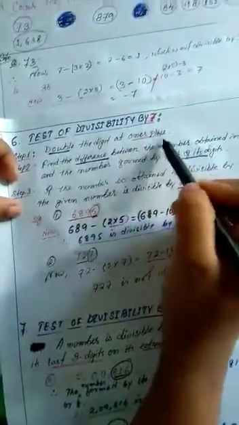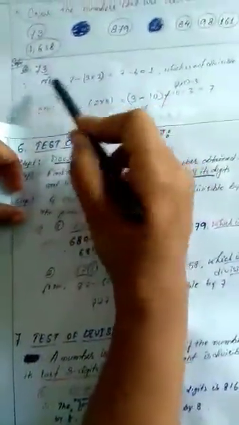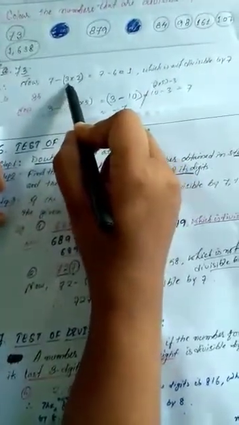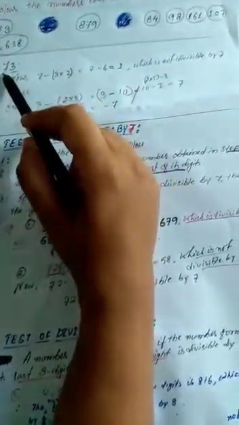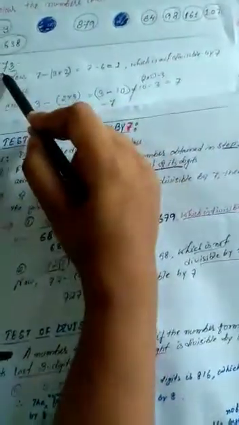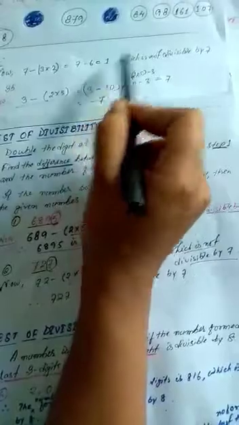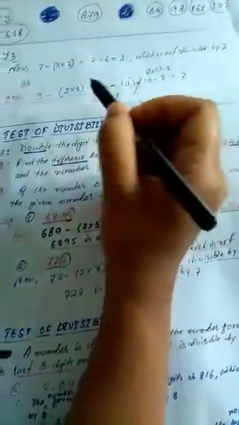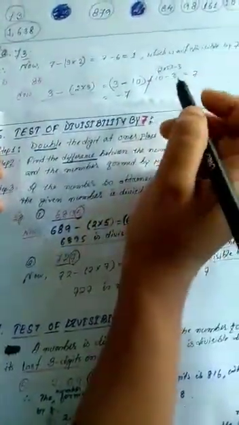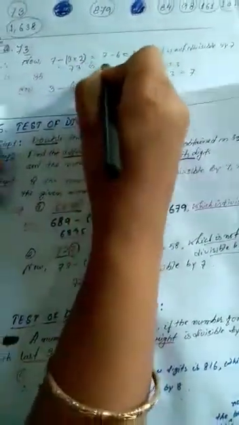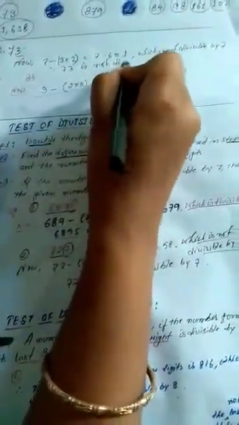Double the digit at the ones place. The digit is 3, so we double it by multiplying by 2, and it will be 6. The remaining digit is 7, so 7 minus 6 will be 1, which is not divisible by 7. That means 73 is not divisible by 7.